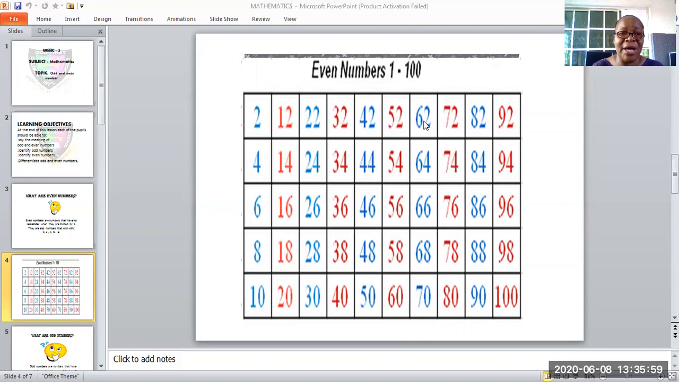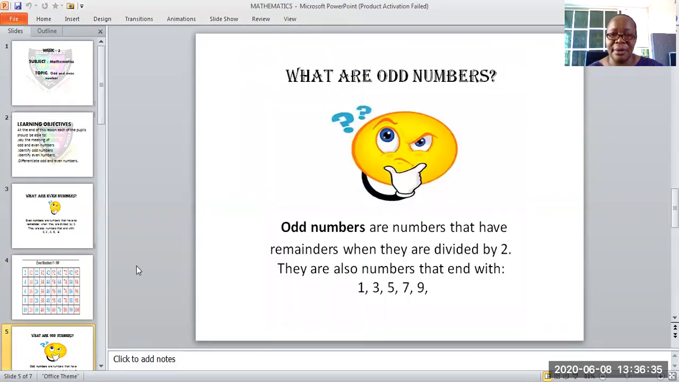Remember also that we have said 0, 2, 4, 6, 8 are even numbers. Identifying your even numbers, you must know that every number that ends with a 2, a 4, a 6, an 8, or a 0 is an even number. Are we clear? Beautiful. Now let's move on to the next slide.